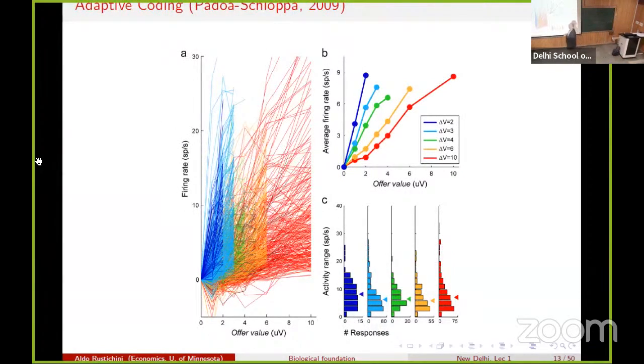Adaptive coding is this. These blue lines correspond to an experimental environment. You are offered between 0 and 2, so the minimum is 0, the maximum is 2 quantities of that good. The firing rate of that neuron has this form. Is it clear? You have different quantities offered, and you can trace the firing rate of that neuron. The red corresponds to another experimental environment in which the minimum is 0 and the maximum is 10. That's how the data look. If you take averages, they look like this. Do you see any pattern?